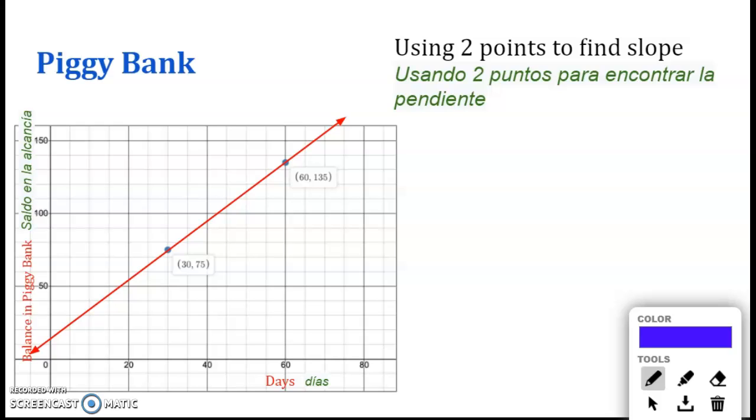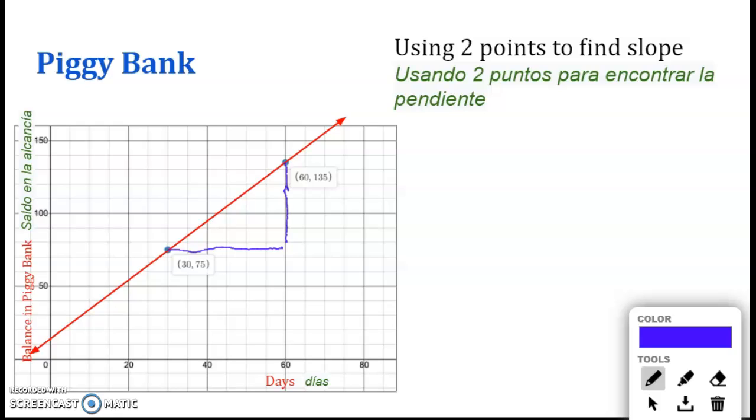So now we're trying to find the slope from given 2 points. We're given 60, 135 and 30, 75. Now let's think about how we used to do this. How did we find the slope? Well, to find the slope, we used to draw the slope triangle. So let's just pretend to draw the slope triangle. That would go like this. Okay, that would be my slope triangle.